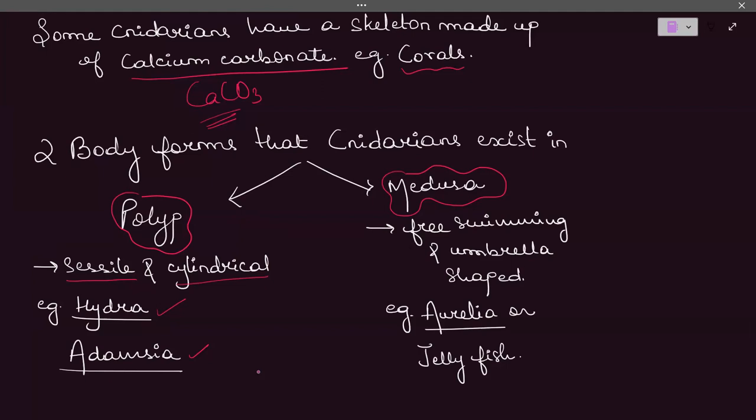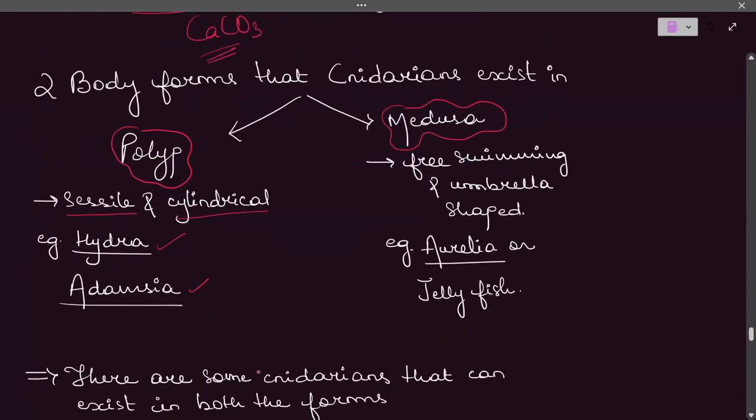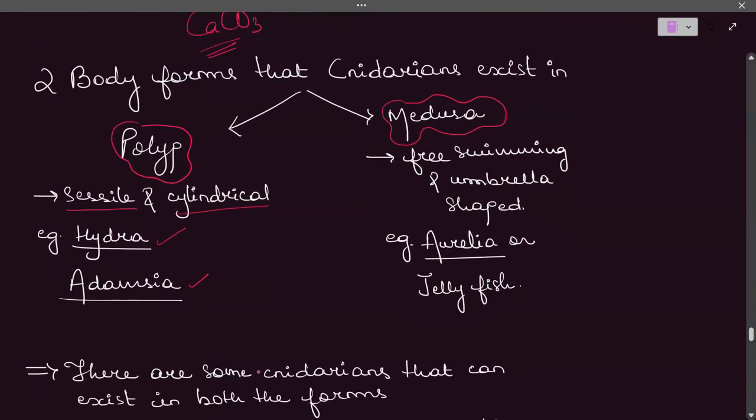Like their life forms have two ways. One is the polyp form, one is the medusa form. Now, polyps are sessile and cylindrical. Sessile means they do not move and they are cylinder-like in structure. Examples are Hydra and Adamsia.